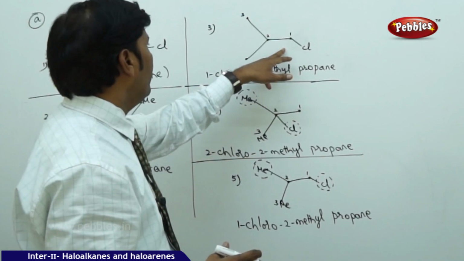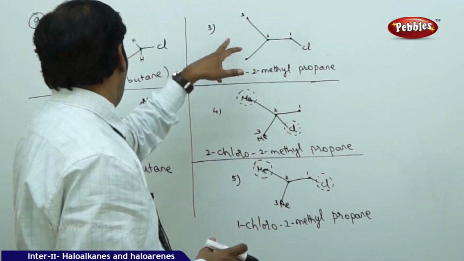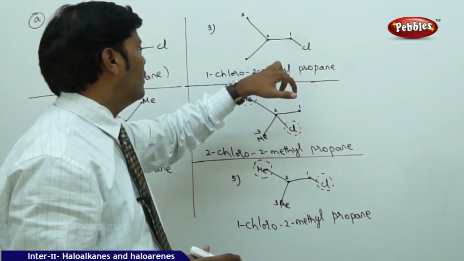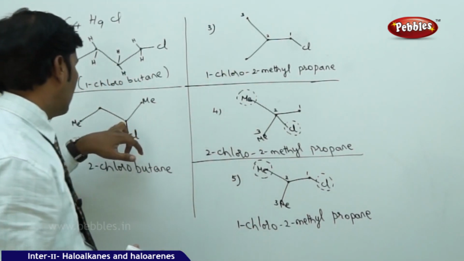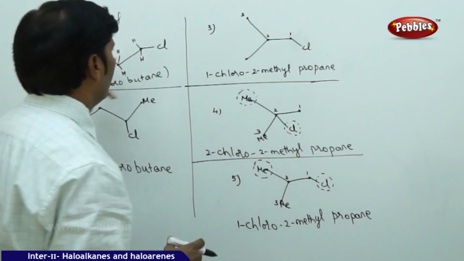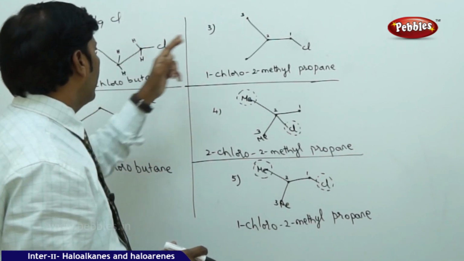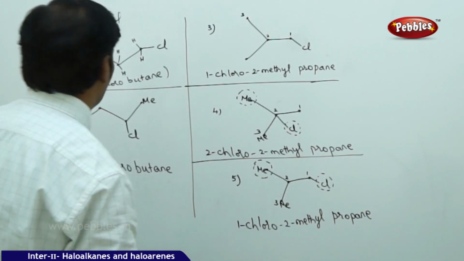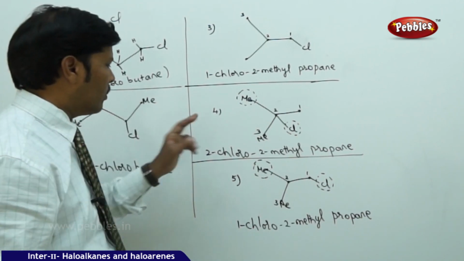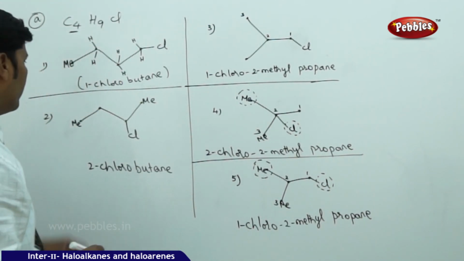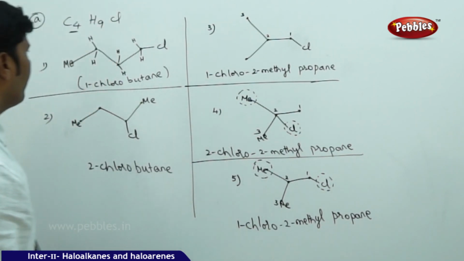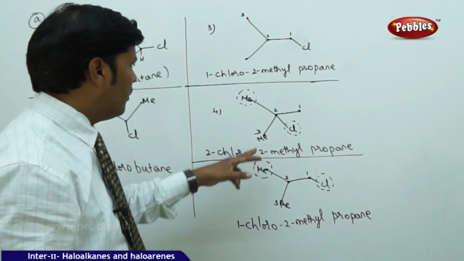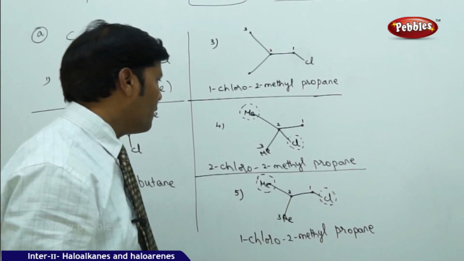Again if you compare 2 with 3, yes, again we are going to get 1-chloro on the first carbon and 2-chloro on the second carbon. 2 and 3 are positional isomers, and 1 and 3 I can say that they are chain isomers. 1 and 3 are chain isomers and 2 and 3 are positional isomers. And again 2 and 4, yes, because both of them have the same structures here. Again they are the chain isomers. And if you compare 4 and 5, because here the chloro group is in the second position and here the chloro group is in the first position.